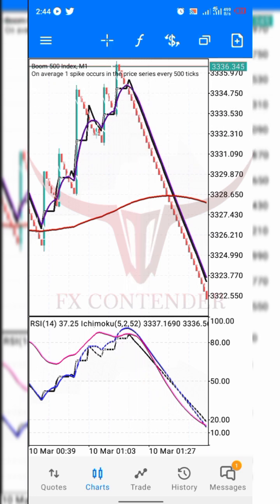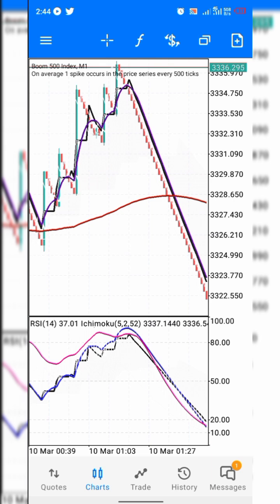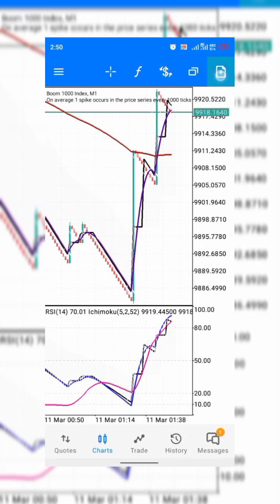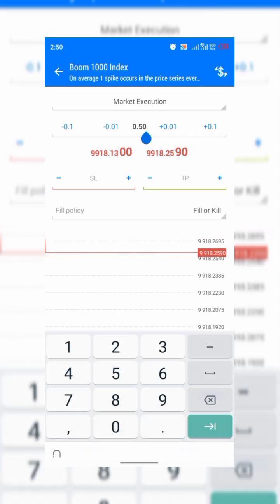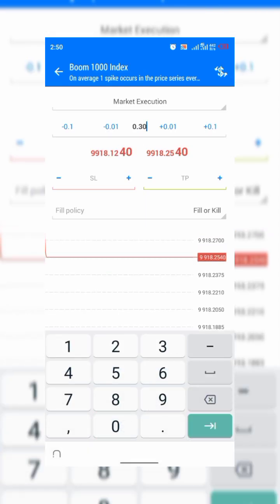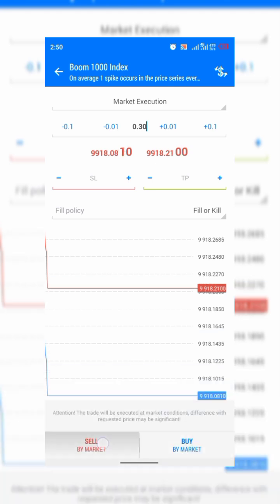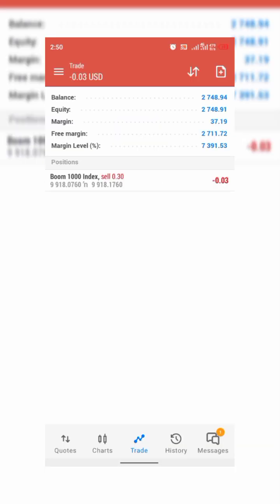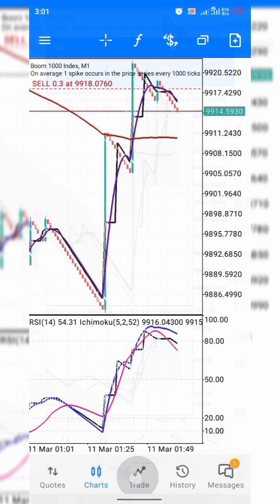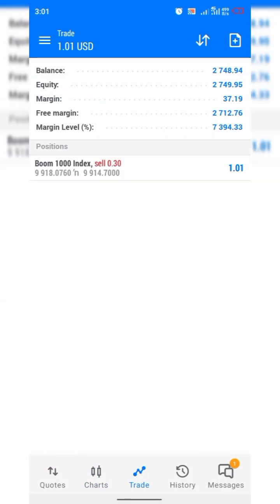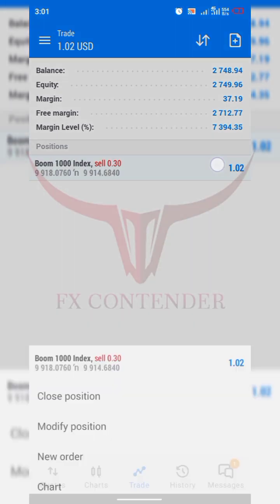If you have a $20 account or $30 account, you can be using 0.50 to get your $1 quickly, so you can quickly get out of the trade, so that you won't get spiked out in case you are afraid of spike. So let me enter here. 0.30. I'll enter here. Now once you have your $1, then you close the position.